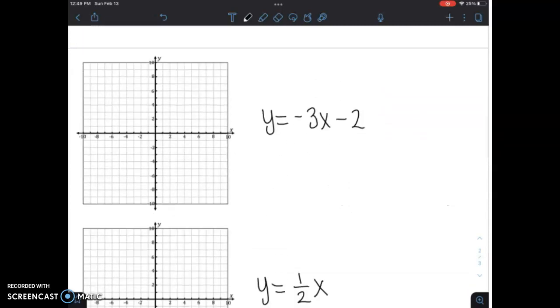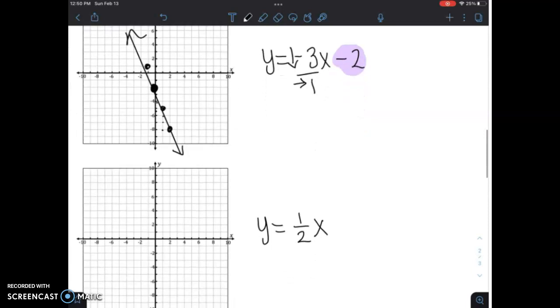Okay, we'll do a few more. So this one, again, we're going to start at -2. Always start on the y-axis. There it is. And we're going to write -3 over 1. So we're going to go down 3 to the right 1. So 1, 2, 3 to the right 1. And then it looks like that. I mean, ish. Your lines are probably better than mine.